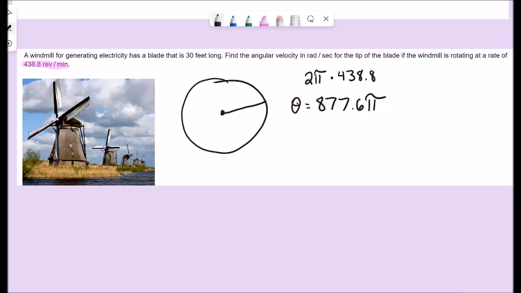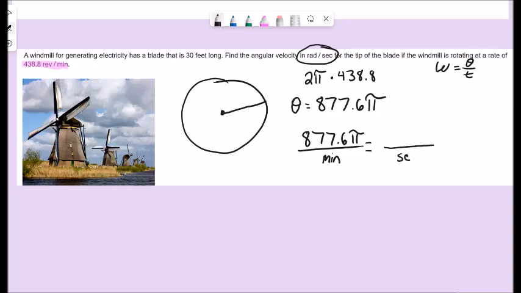Remember, I should have put the formula over here, but that's over time. Okay, so what do we have here? That's saying we're going this distance, 877.6 times pi, over 1 minute. So in 1 minute, that's how far it's traveling. Okay. So we have the angular velocity in minutes, but they want it in seconds. So we want to know per second.